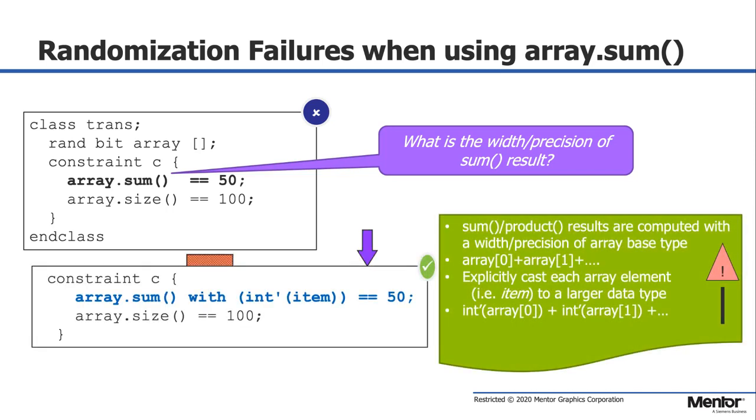The solution to this is to use the with clause of the sum method, and what this does is it casts each element of the array into an integer before adding it to the sum. So it's effectively the int of array 0 plus the int of array 1 and so on for all the different elements. That can have a value of 100.